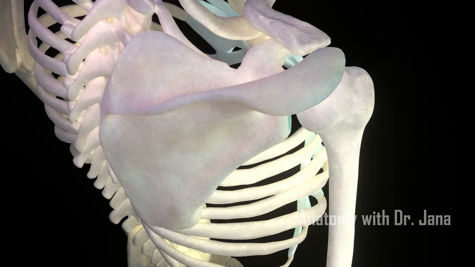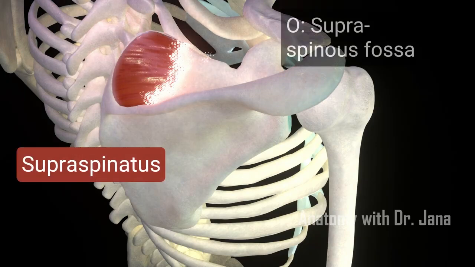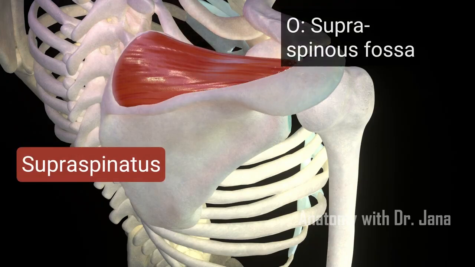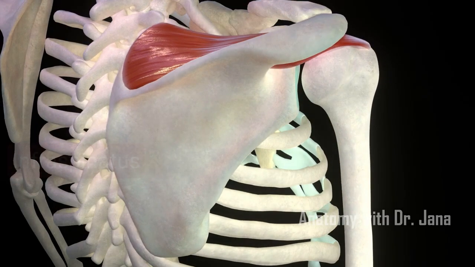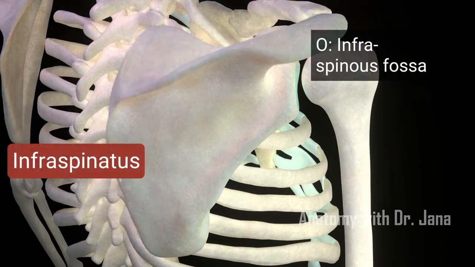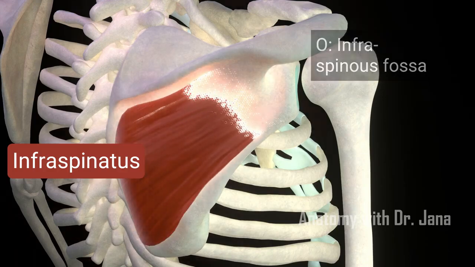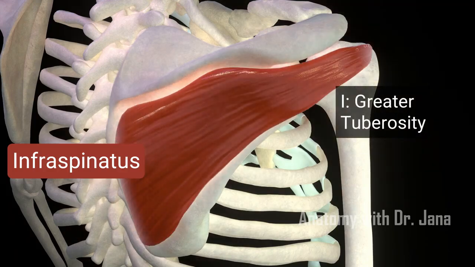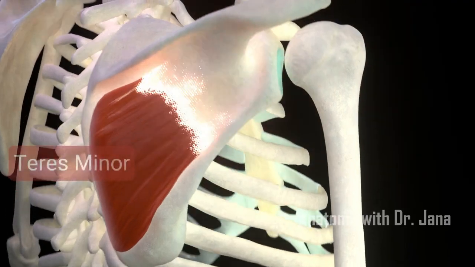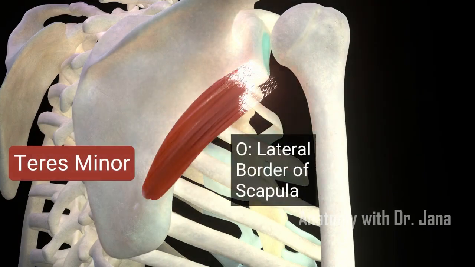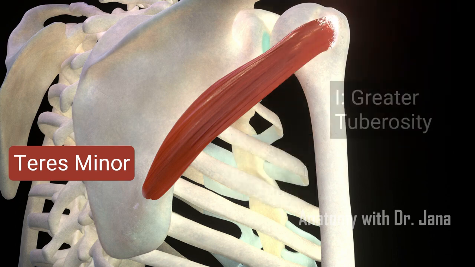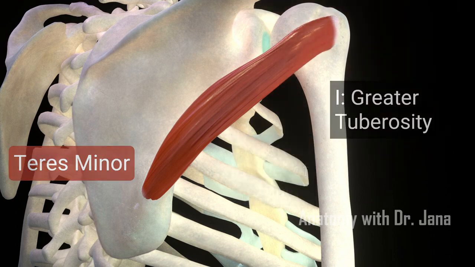This muscle is the supraspinatus muscle, originating from the supraspinous fossa of the scapula and inserted onto the upper part of the greater tuberosity. This muscle is the infraspinatus muscle, originating from the infraspinous fossa of the scapula and inserted onto the middle part of the greater tuberosity. And this muscle is the teres minor muscle, arising from the lower one-third of the lateral border of scapula and inserted onto the lower part of the greater tuberosity.